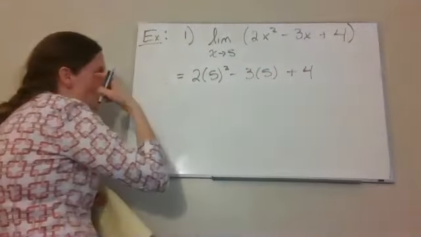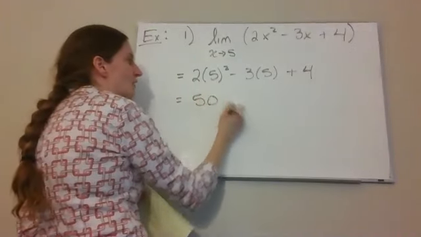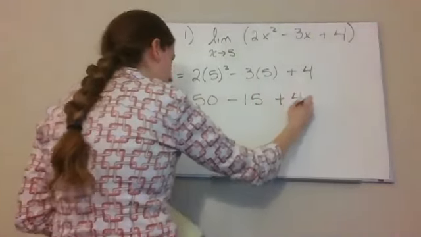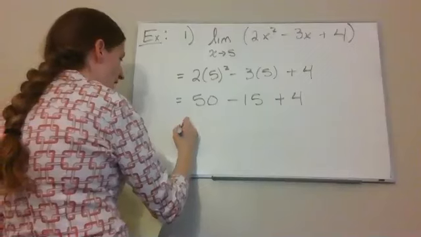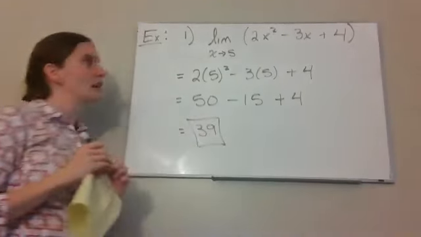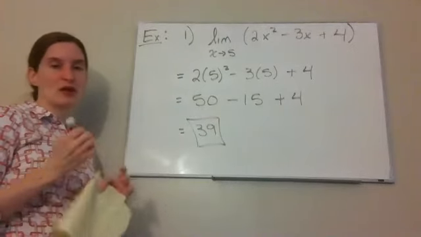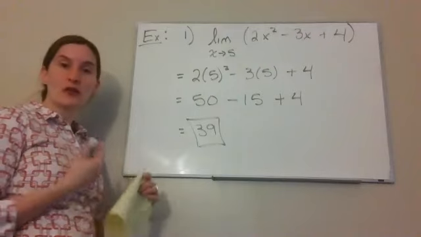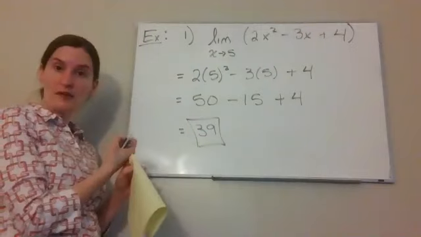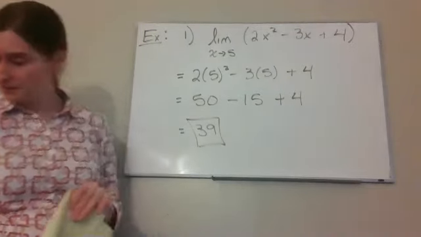I get 2 times 5 squared, which is 25 times 2, which is 50. Then I have a minus 15 and a plus 4. And when I do all of that addition, I get 39. So this limit is equal to 39. And remember, what this means is if I were to graph this function, if I get closer and closer to x equals 5 from both sides, my y value is going to get closer and closer to 39.